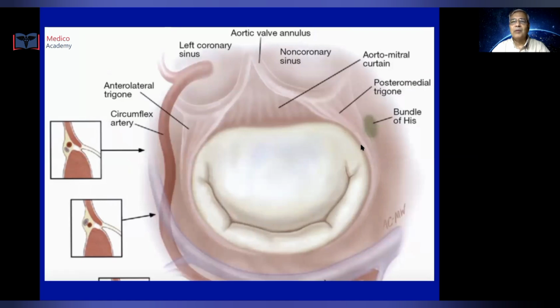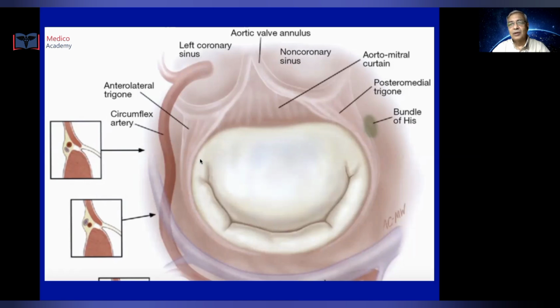When you look at the anatomy, you'll see that the bundle of His lies very close to the mitral valve. Similarly, the left coronary sinus and the non-coronary sinus of the aorta lie very close to the mitral valve. If you look on one side, on the right side of the mitral valve, you'll find that the circumflex artery lies very close to the mitral valve.